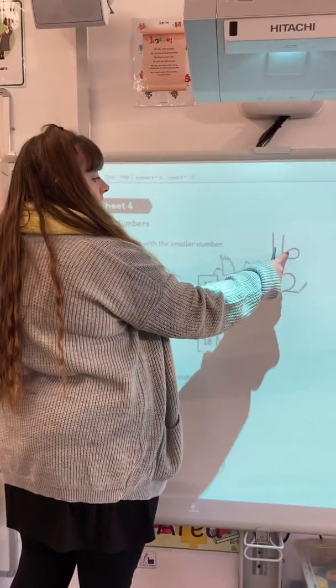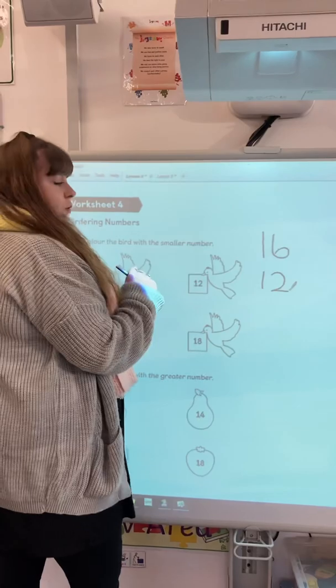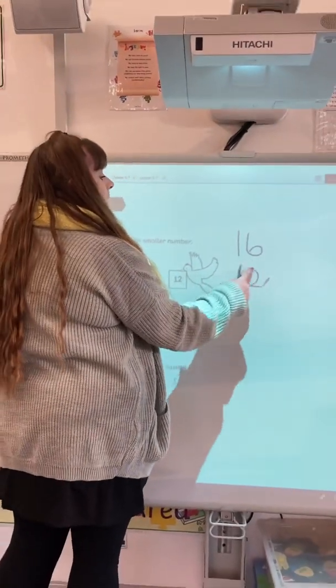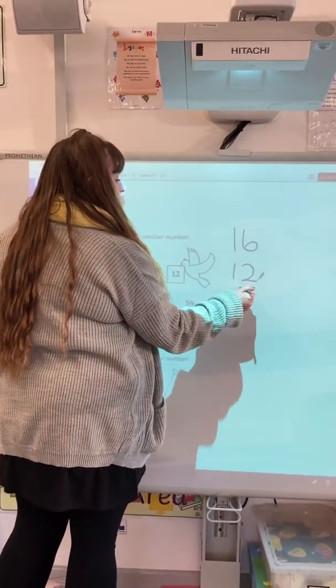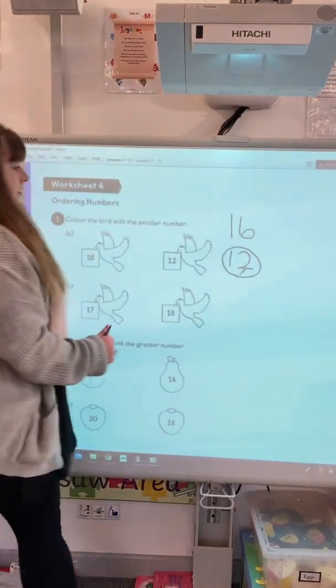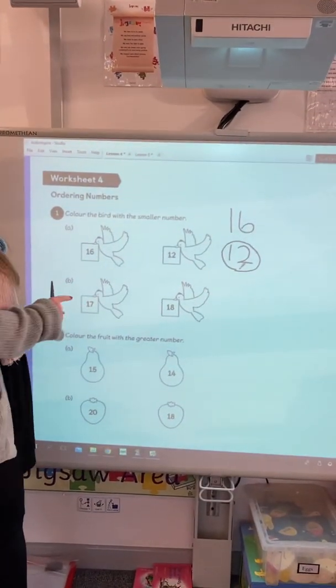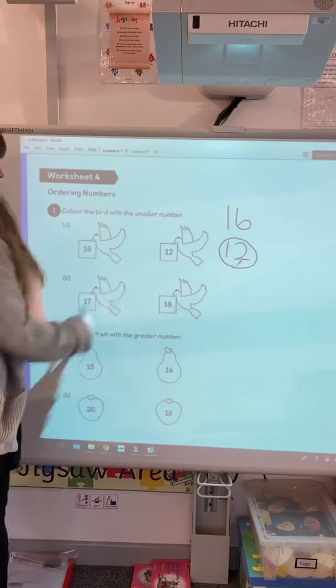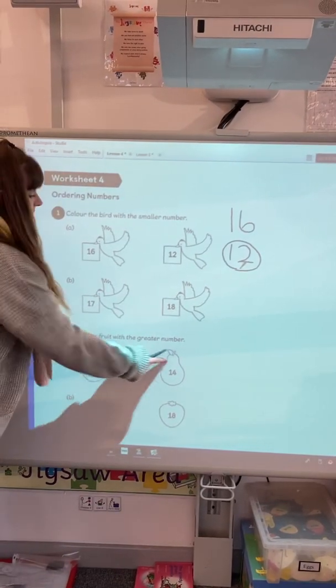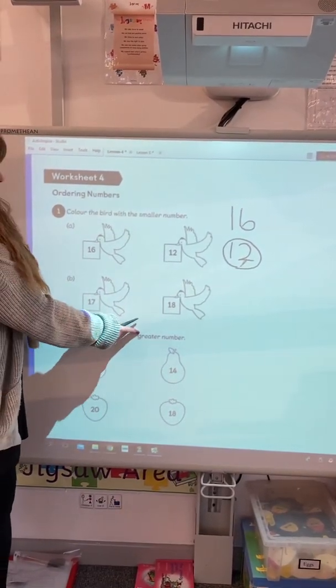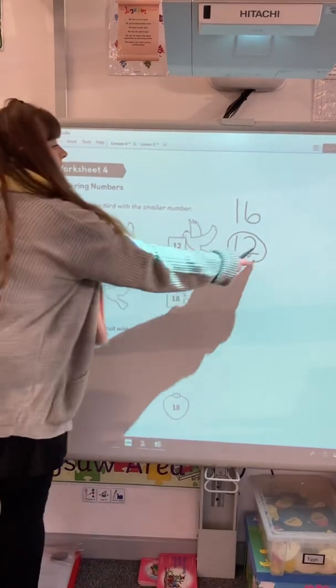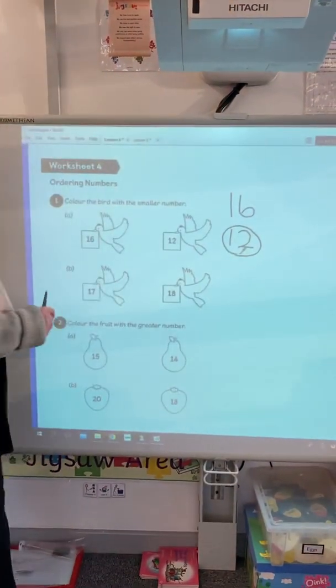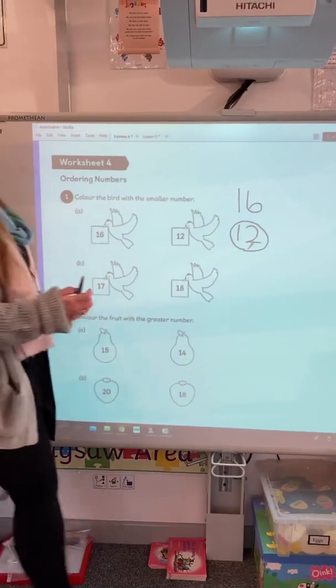Is it 6 or 2? And once we've worked out that 2 is the smallest, it must mean that 12 is the smallest number, so we can colour in 12. Have a go with these two numbers again, and then the same with these pairs, but this time you're looking for the fruit with the greater number. So use this method to work it out, but this time you're looking for the biggest number, okay?